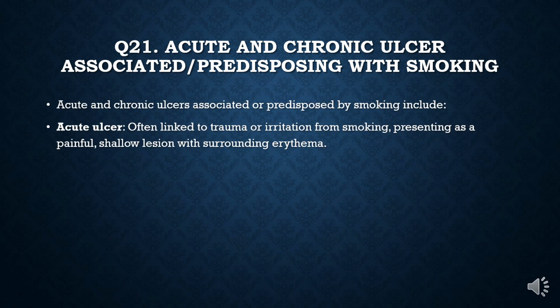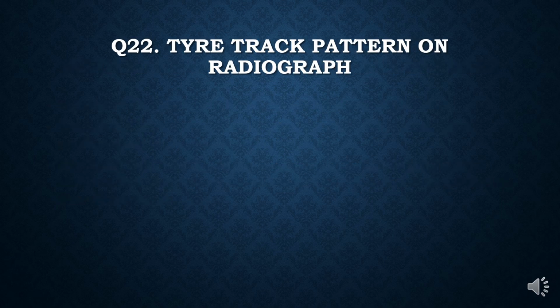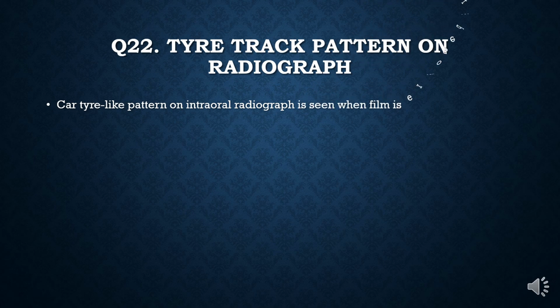Acute ulcer may often be linked to trauma or irritation from smoking, presenting as a painful, shallow lesion with surrounding erythema. Chronic ulcer, on the other hand, is typically seen in long-term smokers, and it may indicate more serious conditions like oral squamous cell carcinoma, presenting as a non-healing indurated ulcer with irregular borders. Number 22 is the tire track pattern on radiograph. Car tire-like pattern on intraoral radiograph is seen when film is exposed from the lead foil side.